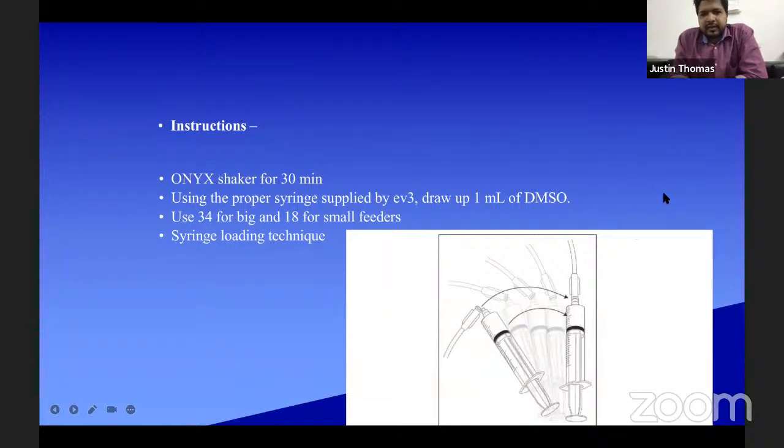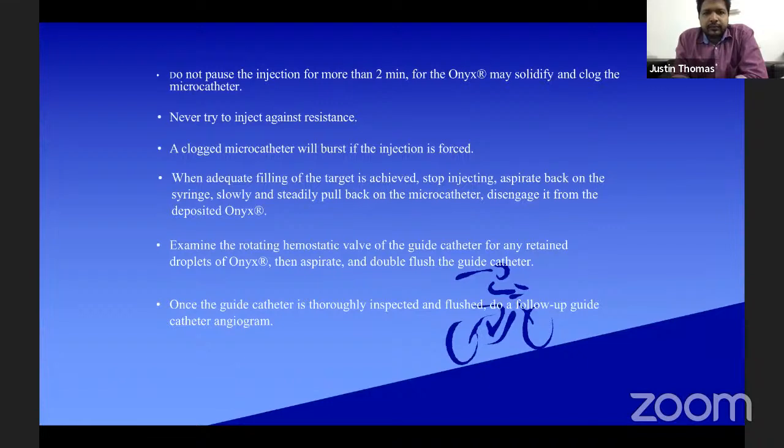It is available in 34 and 18 sizes, and 34 size is used for big feeders, and 18 size is usually used for small arterial feeders. So even though it can be injected slowly, don't pause the injection for more than 2 minutes, because it can solidify and clog the microcatheter. Never push against a resistance. And if the microcatheter is clogged, then it can burst.